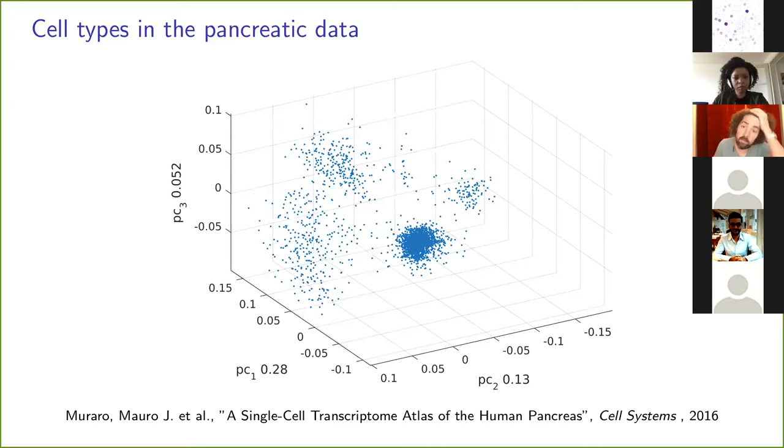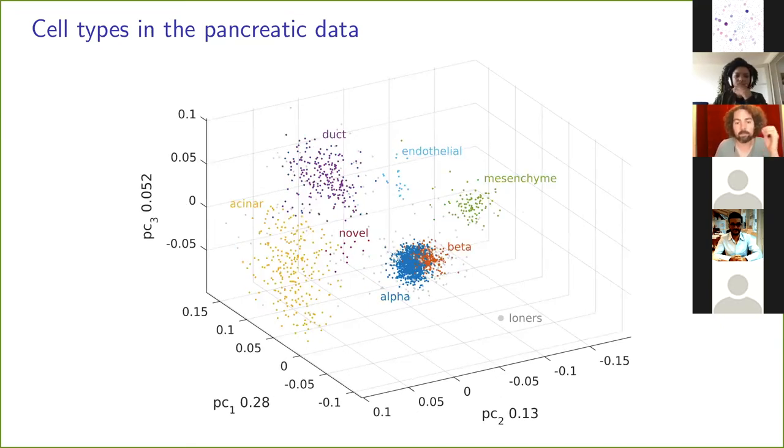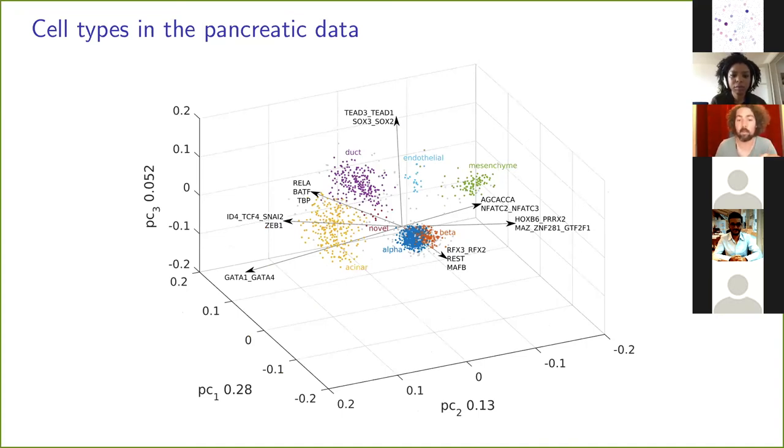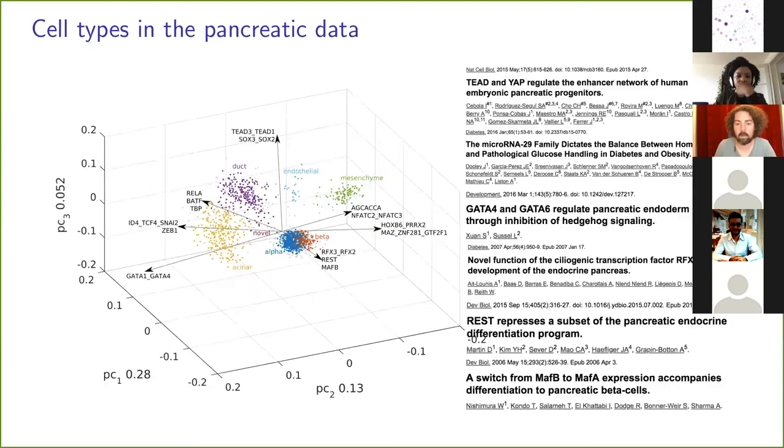So here I show you each point, each cell projected in the first three principal components of that space. So we applied that framework and could retrieve the main known types of pancreatic cells, which I show you in different colors here. Now, each of those cell types has a precise location in the space of gene regulators. So we could ask which regulators most distinguish those different types. I show you here those different factors projected in that same space. And we could corroborate from the literature that those factors are important regulators of pancreatic cells.